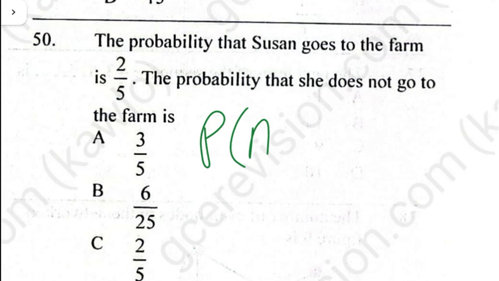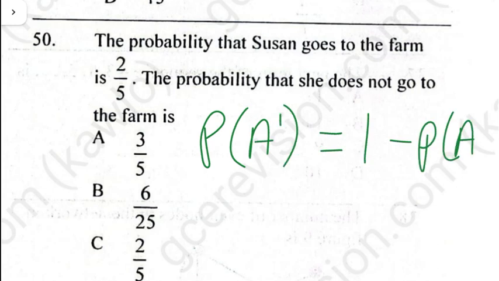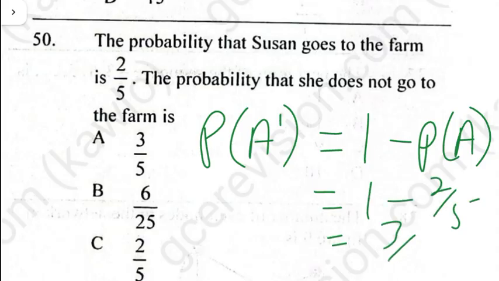The last but not the least question before going to paper 2. The probability that Suzanne goes to the farm is 2 on 5. The probability that she does not go to the farm is. So the probability of a complementary event, let's say the probability that she does not go to the farm, probability of A complement will be equal to 1 minus probability of A, where A is the probability that she goes to the farm, right? So the probability that she does not go to the farm is going to be equal to 1 minus 2 on 5, which is equal to 3 on 5. Our key here is A.